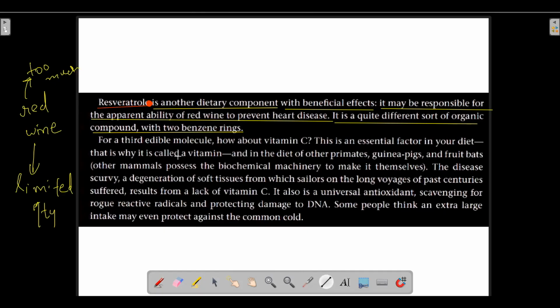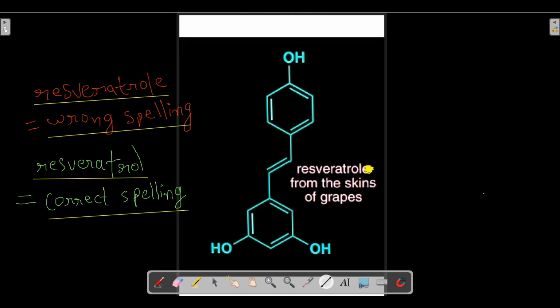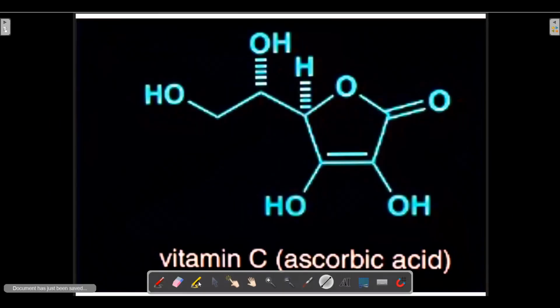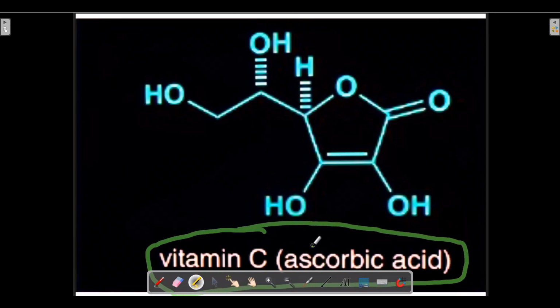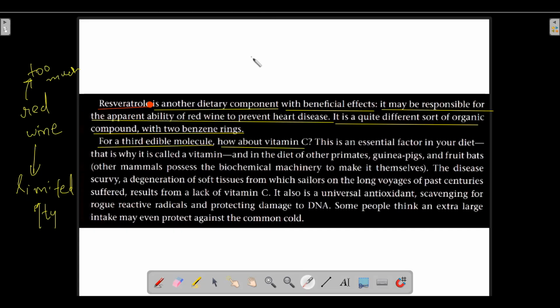Now we are going to talk about the next edible molecule. For a third edible molecule, how about vitamin C? Let us have a look at the structure of vitamin C. It has a structure like this. It is also called ascorbic acid. Remember the structure, it is very important, and it is a very important part of our diet. It is an edible molecule.